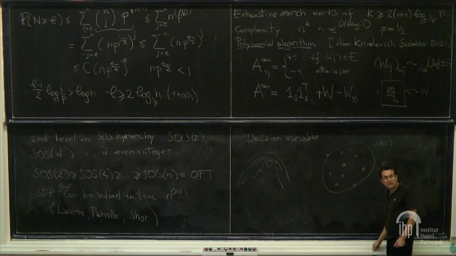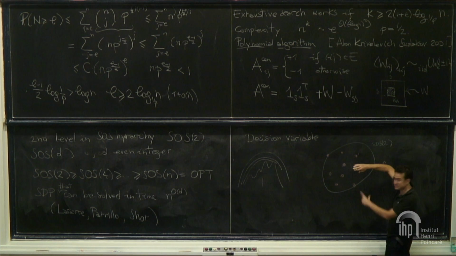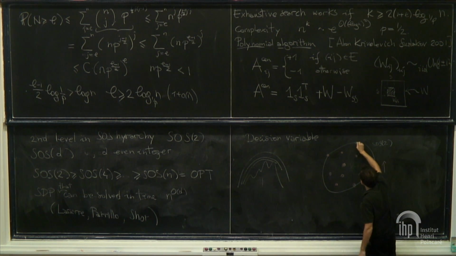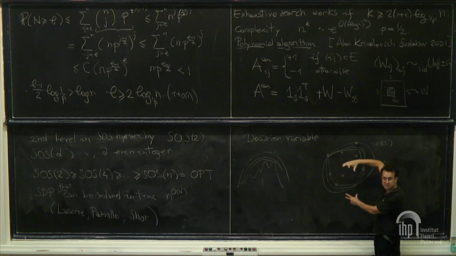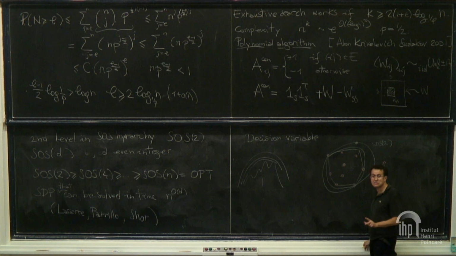Okay? But the SOS hierarchy gives a sequence of convex relaxations. So when you solve SOS2, you get an upper bound on the real value, right? If you optimize this function, you get this point here. So it's an upper bound on the real value, but the SOS hierarchy gives you a sequence of tighter and tighter relaxations. Then there is perhaps this. And you know that as the degree goes to n, you get the original set. Does that make sense?